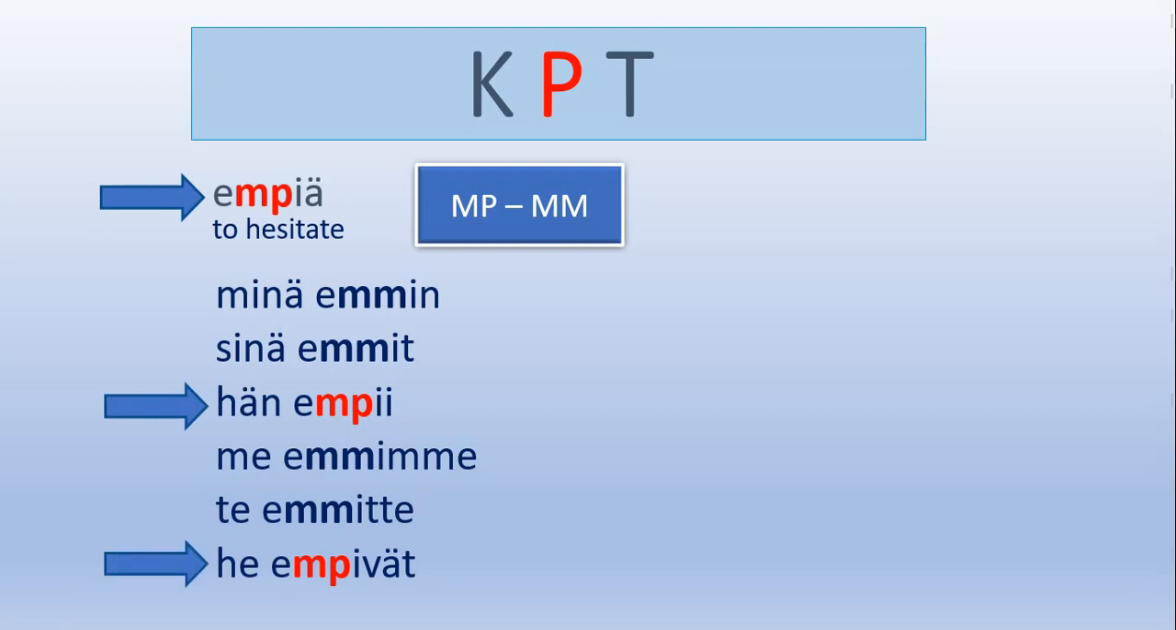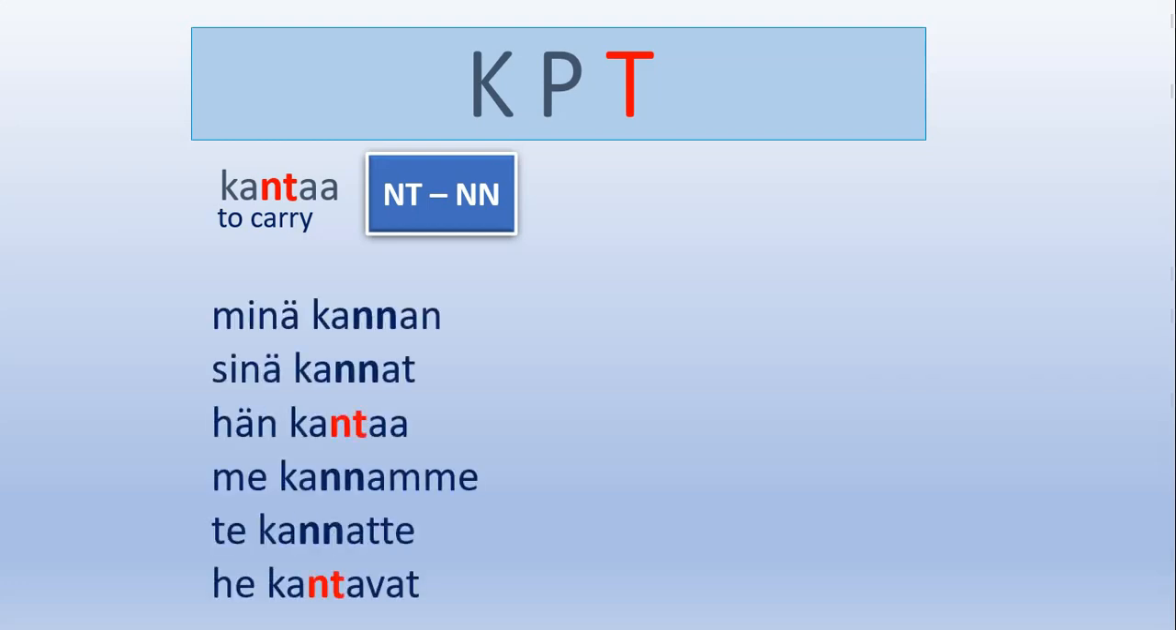And finally, the last three examples deal with the consonant T. When we have NT, the T changes into N, as in the verb to carry, which is kantaa in Finnish. Minä kannan, sinä kannat, hän kantaa. Me kannamme, te kannatte, he kantavat.